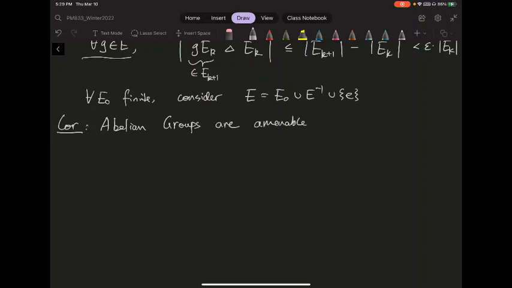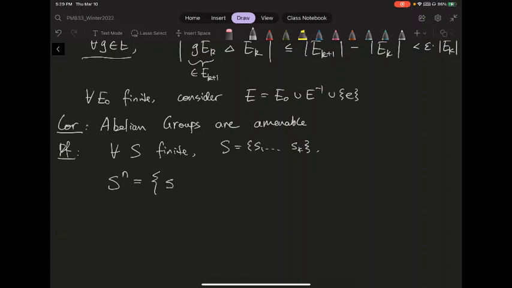That's just because all abelian groups have sub-exponential growth. To see that, for every finite S, let's say S is equal to {s1, up to sk}, consider what happens to the nth power. Because it's abelian, what really matters is how many copies of s1, s2, and so on you are using.